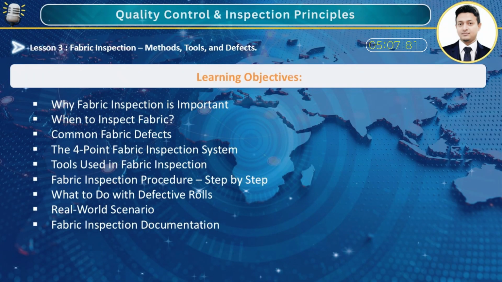By the end of this video, you will clearly understand why fabric inspection is important for quality and cost, when we should inspect fabric during production, the most common types of fabric defects to look for, how the 4-point fabric inspection system works, what tools are commonly used for fabric inspection, the step-by-step procedure of conducting fabric inspection, how to handle defective fabric rolls once they are identified, a real-world scenario to connect theory with practice, and finally, how to prepare and maintain fabric inspection documentation. So, let's get started.